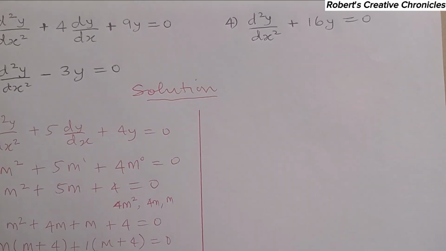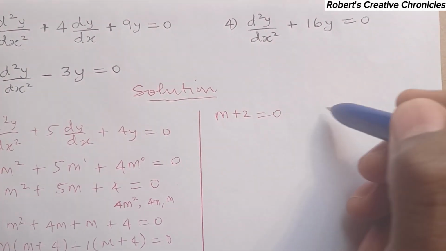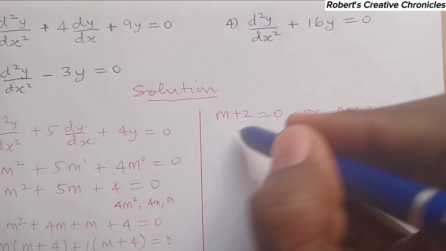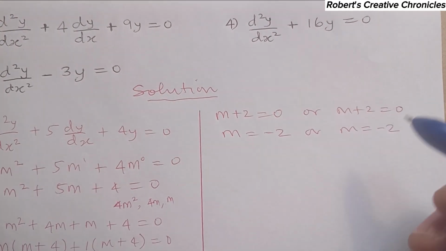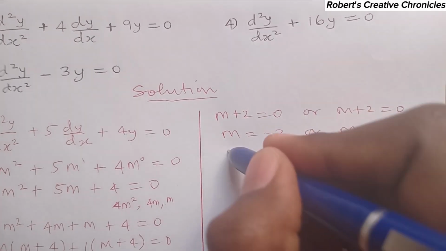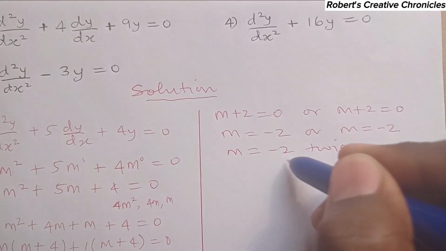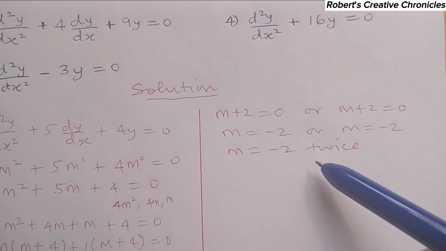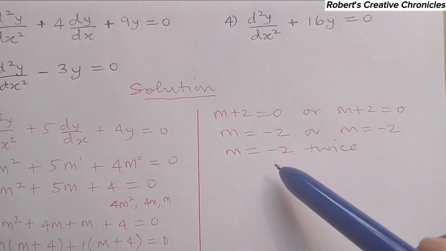So now from here you can know that m plus 2 is equal to 0 or m plus 2 is equal to 0. So m will be equal to minus 2 or m is equal to minus 2. So you can say that m is equal to minus 2 twice. So this is the auxiliary root, minus 2 twice. And that means this auxiliary root is real and equal.